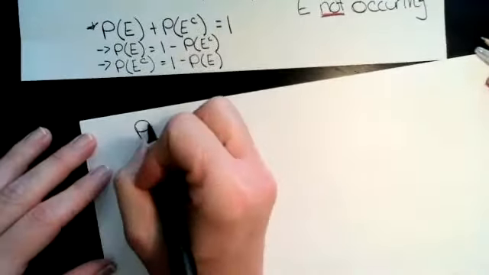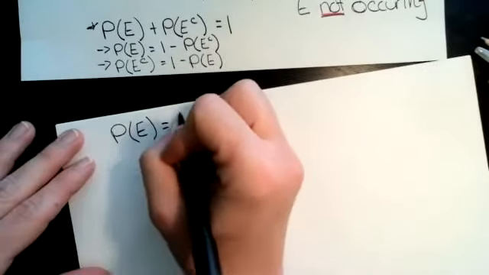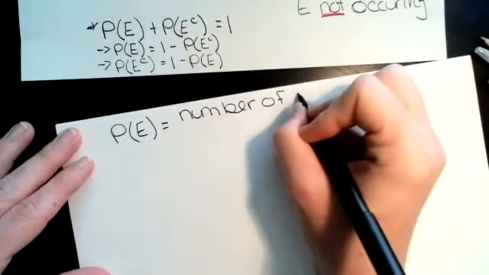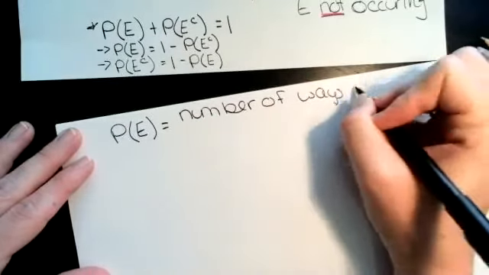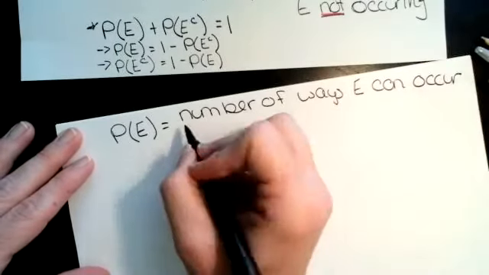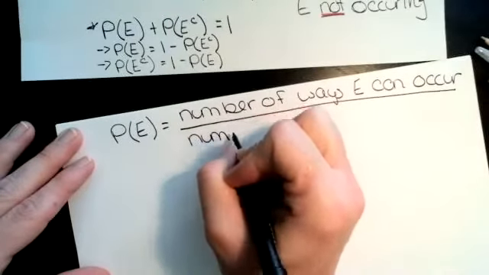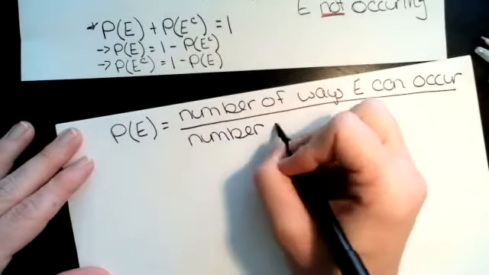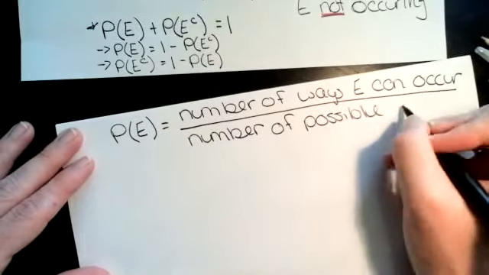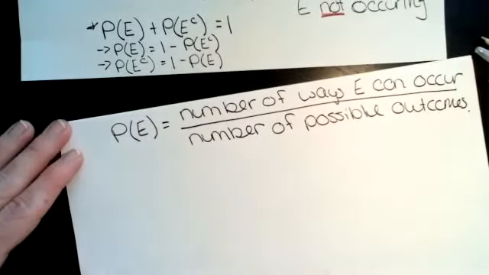I have the probability of event E. This is just the number of ways E can occur, divided by the number of possible outcomes. So this is how you calculate a probability.